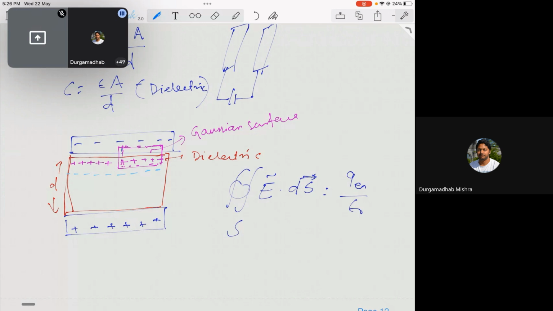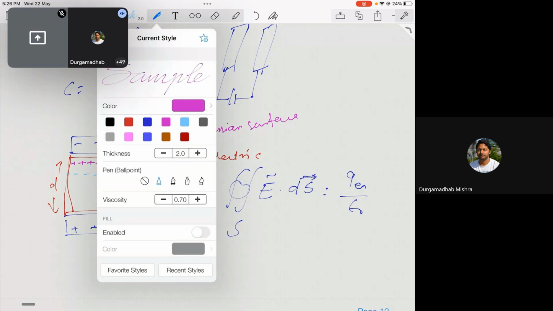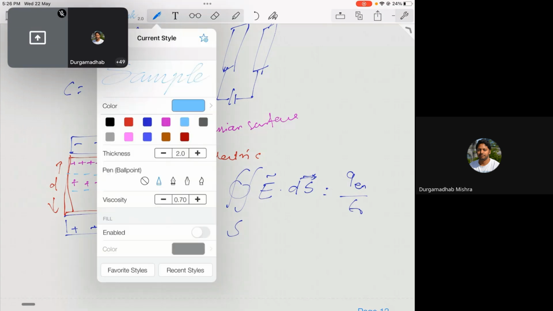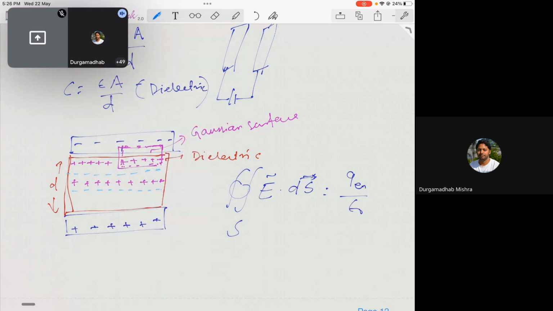So you will create another set of such positive and negative charges, something like this. So you create these positive charges, negative charges, and so on. So let me just draw it here.